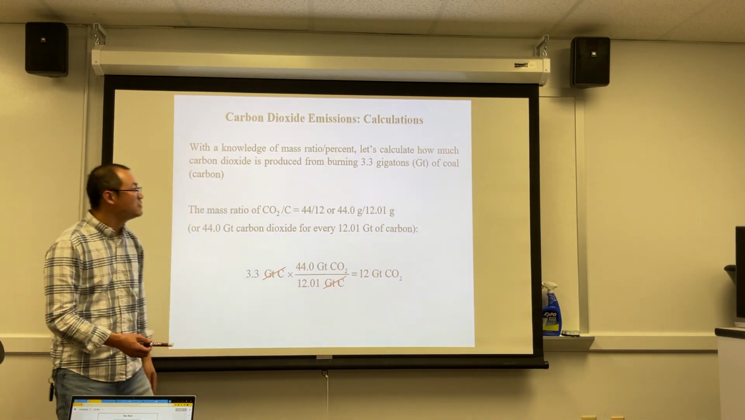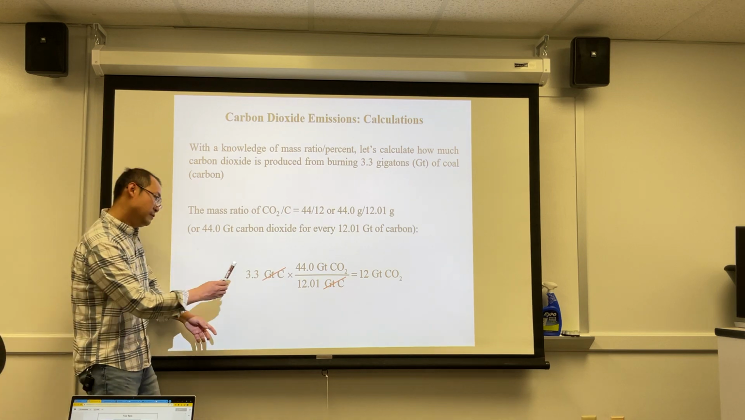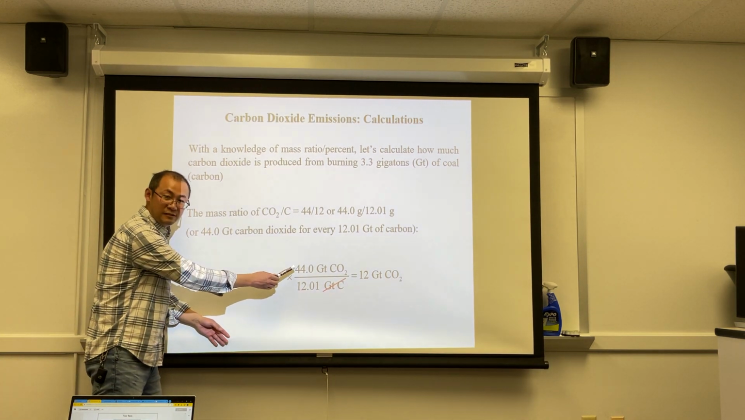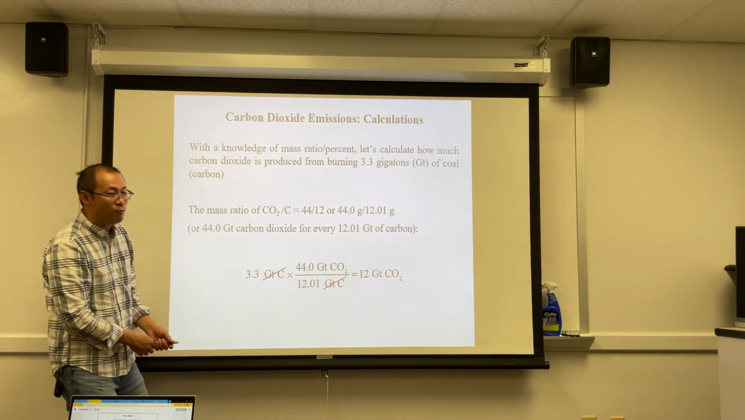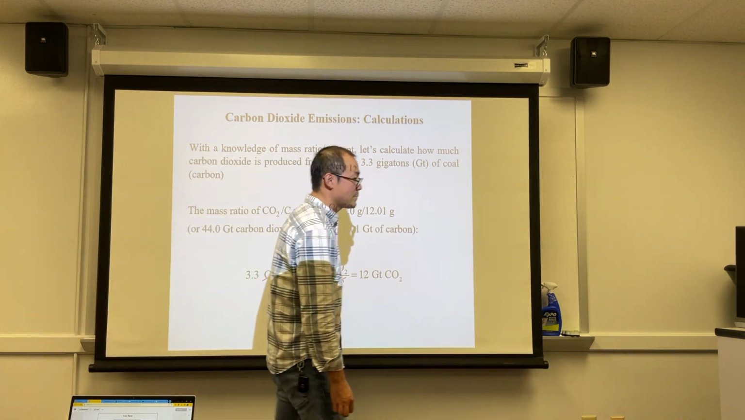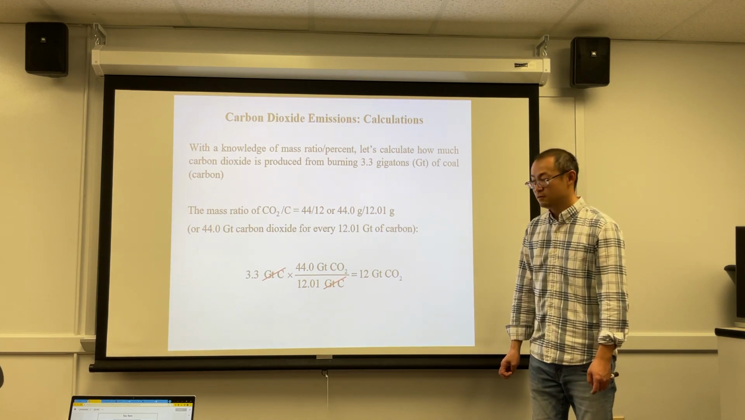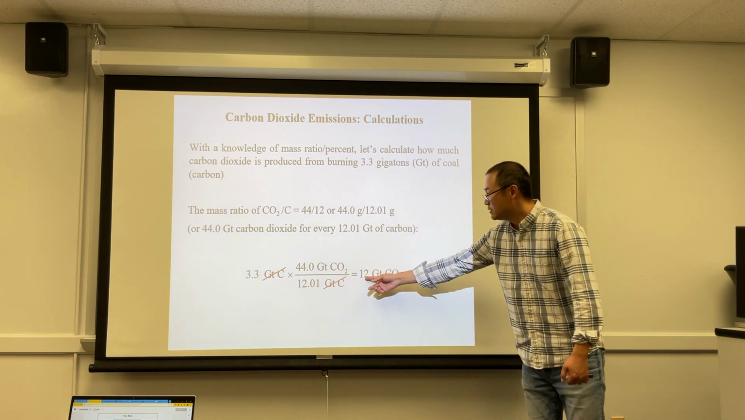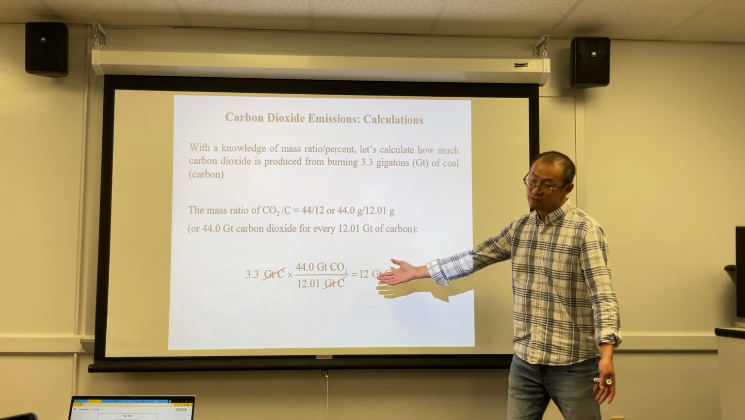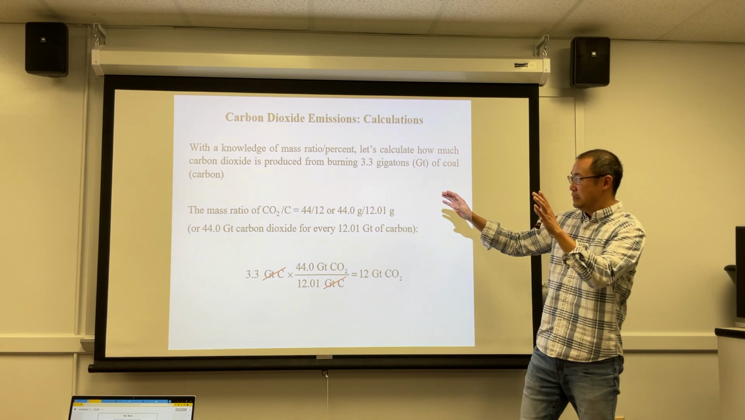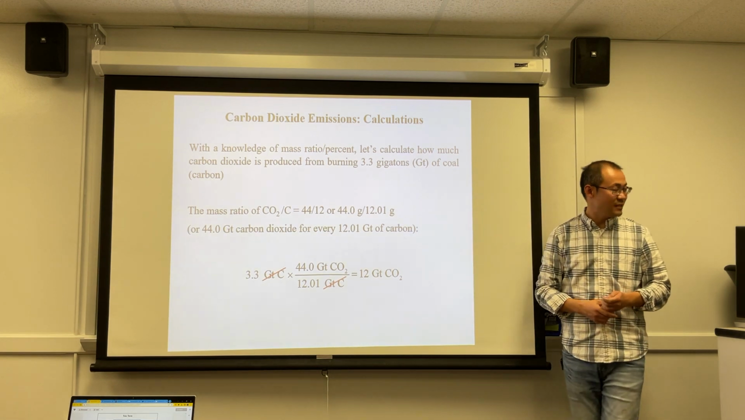Gigatons of carbon cancel. All I have in my calculator is 3.3 times 44, and then divide by 12.01. Is that 12? 12.089. Okay, 12. We can just put 12. And what is the unit? Gigaton of CO2, because gigaton carbon cancel. You see that? So with the ratio, we can also do chemical calculations.